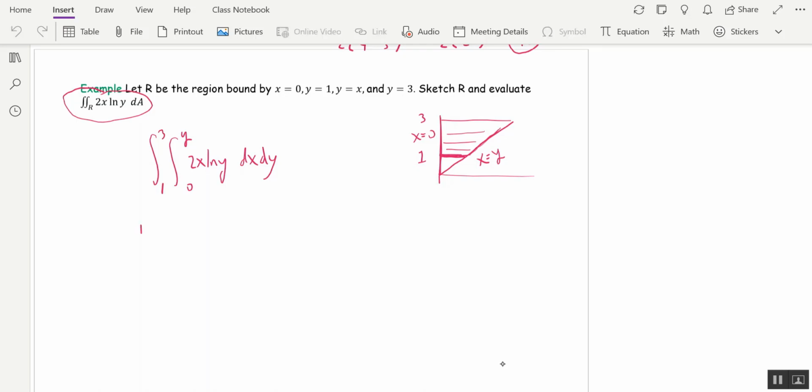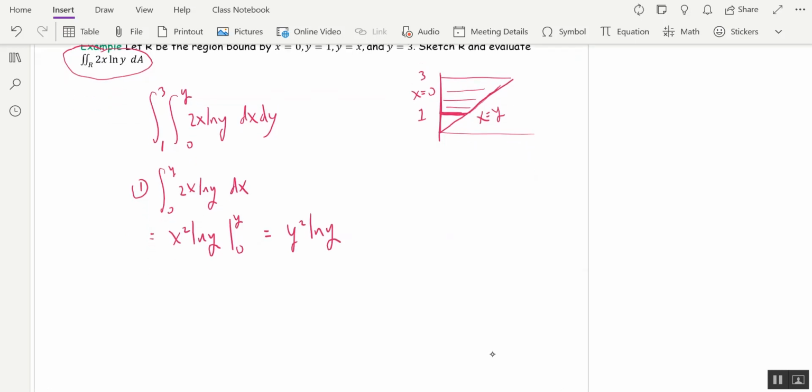Okay, so integral 1 is going to be the integral from 0 to y of 2x ln y dx. So we're integrating with respect to x. That's x squared ln y between 0 and y. I plug those into x. That gives me y squared ln y, and when I put 0 in, I just get 0. So that's my answer to integral 1.